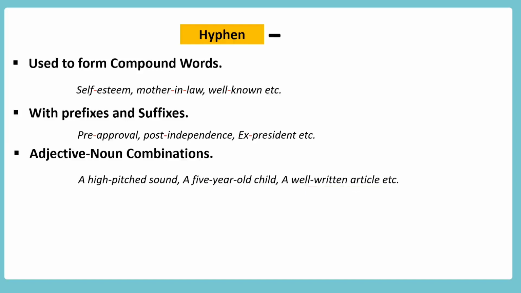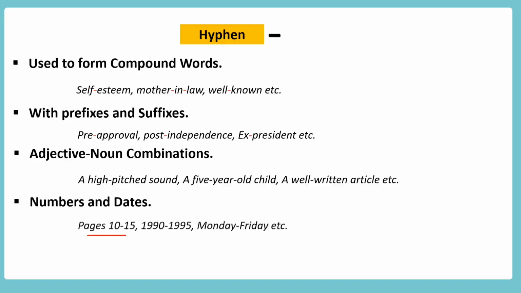Hyphens are used to indicate ranges of numbers or dates. Examples: pages 10 to 15, 1990 to 95, Monday to Friday.